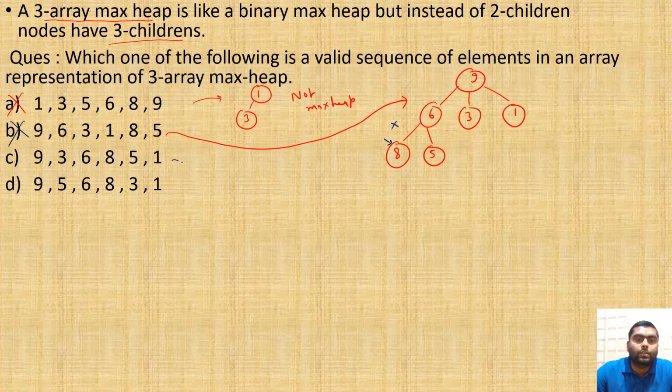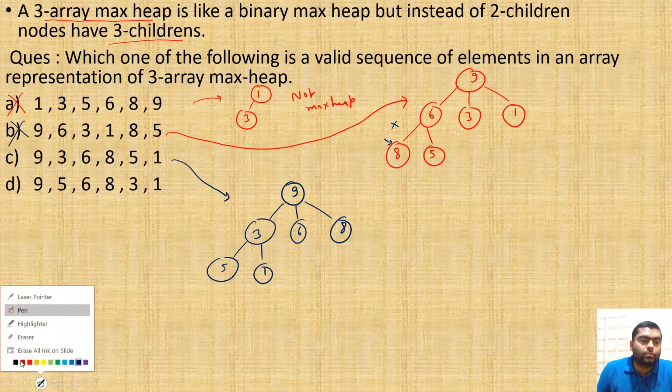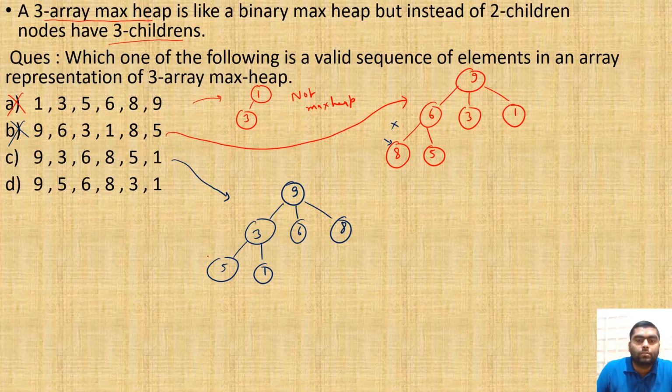Now come to the third. We are drawing here 9, 3, 6, 8, then 5 and 1. So it is again not a max heap, because the maximum values 3 and 5 are not in the correct place. So it is a problem, so this is also an invalid option.